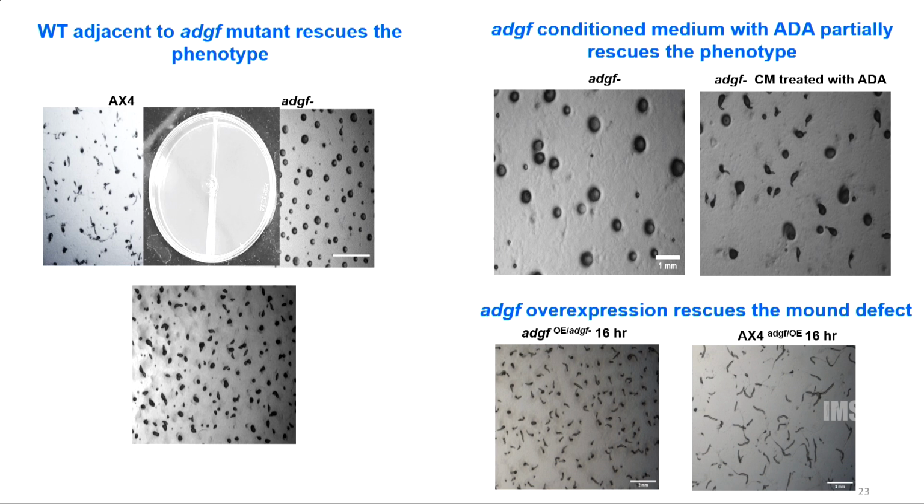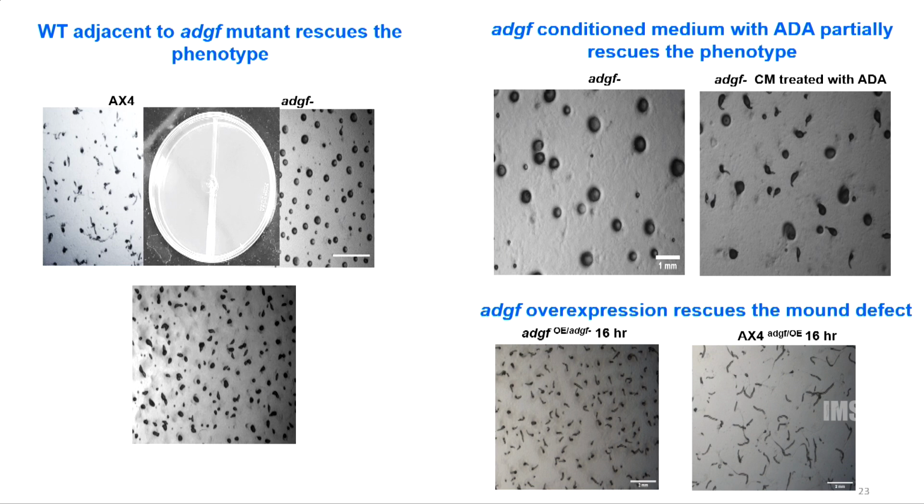So we took a compartmentalized petri dish. On one side we have the mutant, on the other side we have AX4, which is the wild type. Now we asked a simple question: if ammonia is indeed responsible for the rescue, can the wild type rescue the phenotype here, in a compartmentalized dish? It is able to rescue the phenotype without physically touching.